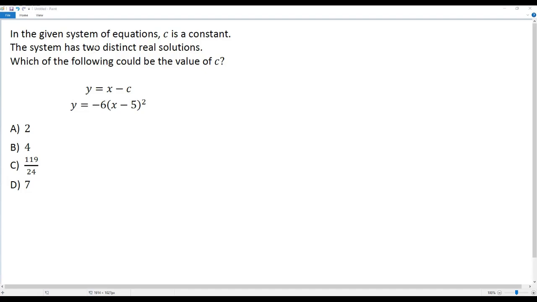In the given system of equations, C is a constant. The system has two distinct real solutions. Which of the following could be the value of C? Okay, here we have a system of two equations. Let's solve the given system.